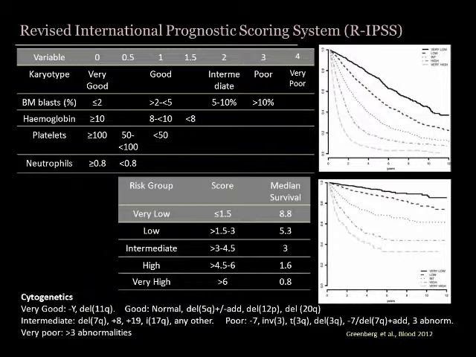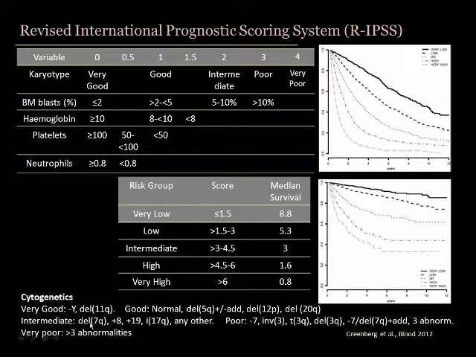And then just a couple of years ago, this was revised to try and include a bit more information about how bad the low blood counts were. So if they were only a little bit low, then it wasn't so bad, whereas if they were a lot lower, then you got a worse score. And also to break up the bone marrow blasts a bit more and to look at more cytogenetic abnormalities.